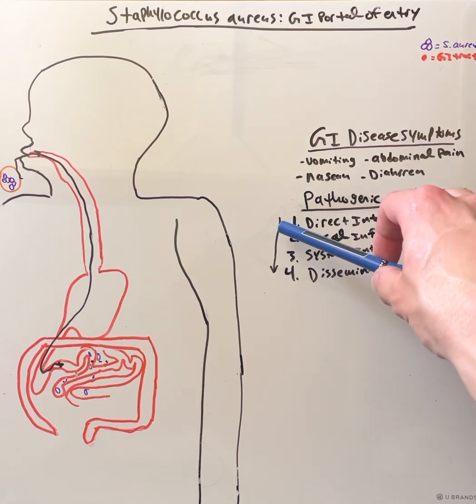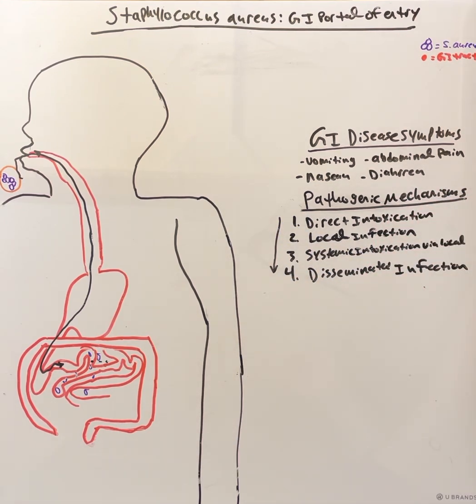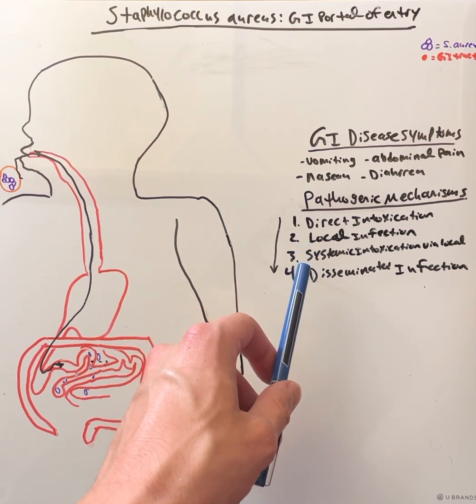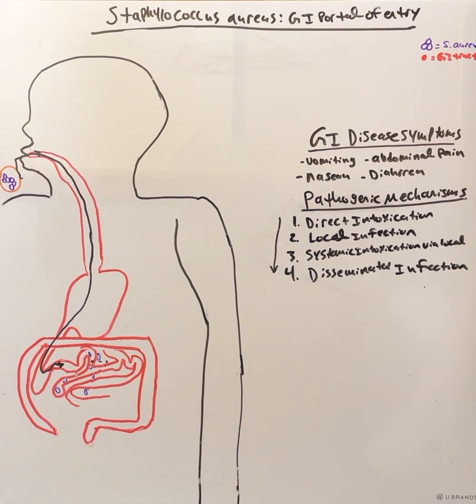I've drawn an arrow here pointing down to represent the severity or potential for severity of disease that can be induced with these different mechanisms, especially starting with local infection that does lead, if allowed to persist, down to systemic intoxication and then disseminated infection. Staphylococcus aureus adheres to all 4 of these pathogenic mechanisms according to literature and the final unit that we learned this semester. So starting with direct intoxication, what is direct intoxication?